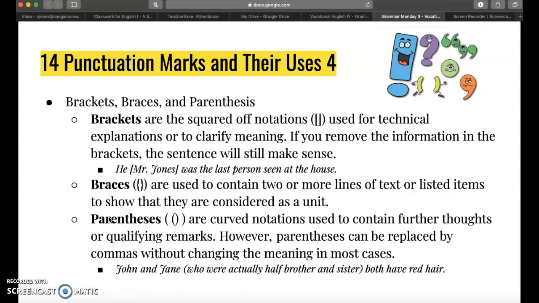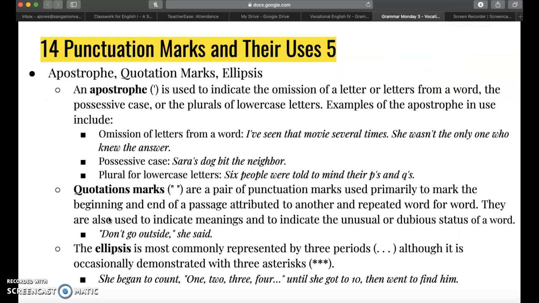We also see brackets, braces, and parentheses. Brackets are the squared-off notations used for technical explanations or to clarify meaning. Braces are used to contain two or more lines of text or listed items to show they are considered a unit, and parentheses are curved notations to contain further thoughts or qualifying remarks.